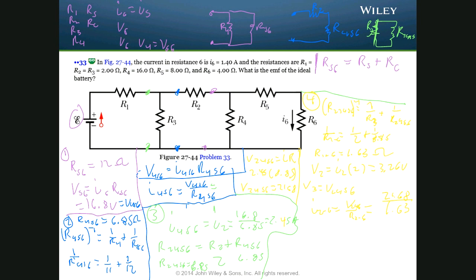Anybody? Use those fancy calculators. 13.3. Okay, good. So now we're getting to high currents here. So I2 through 6 is going to equal 13.3 amps.